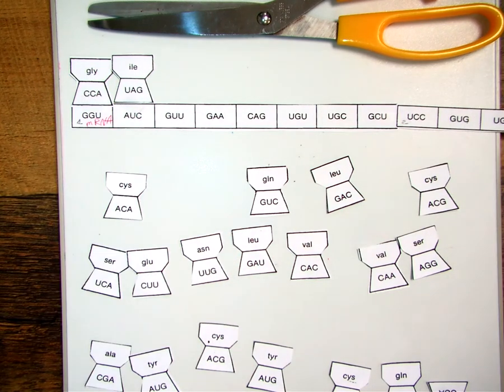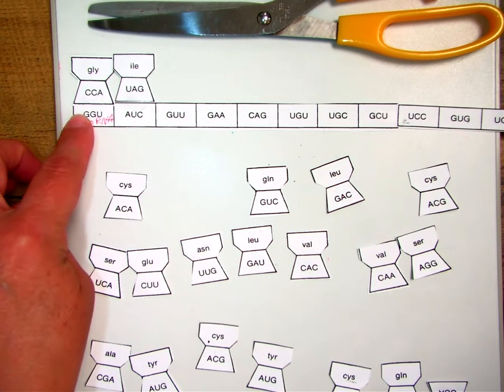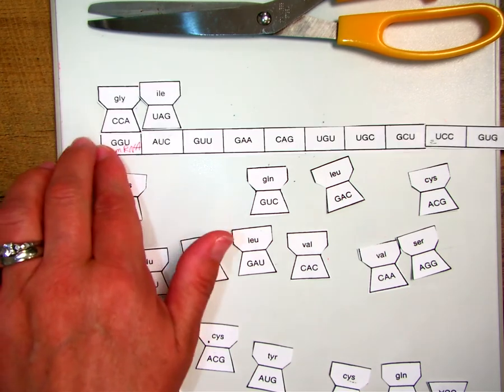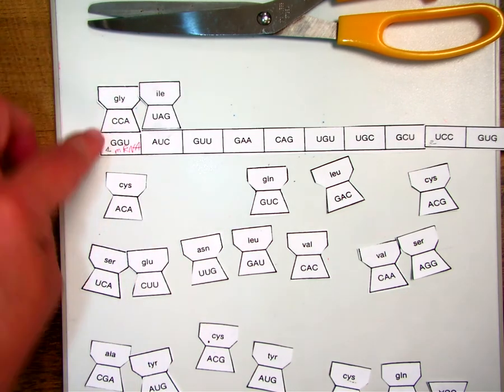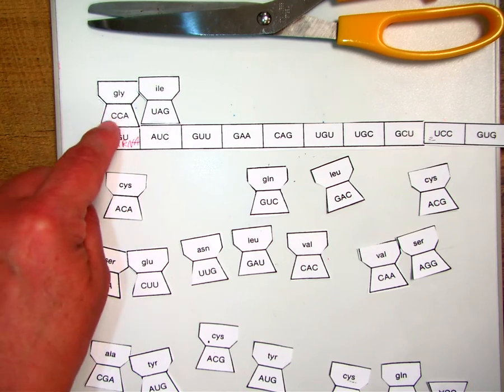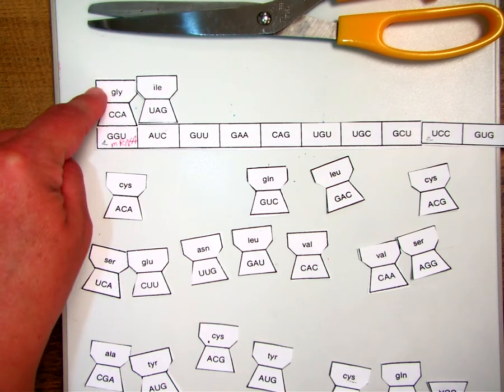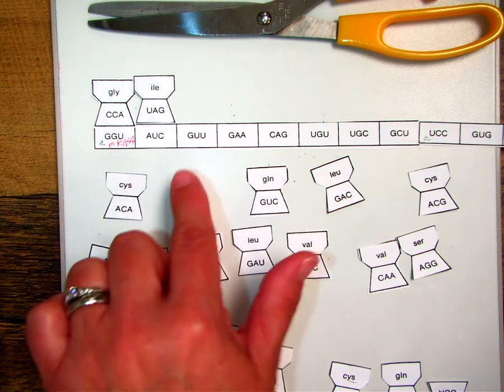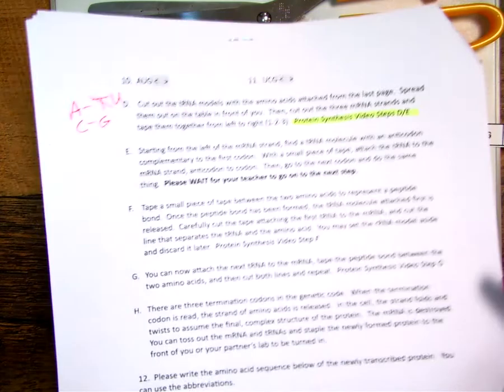All right, so now we are at step F. You have your messenger RNA, your transfer RNA, and then you had attached to the codon the anticodon CCA, which brings along that amino acid glycine, and then you did it again with the second one.